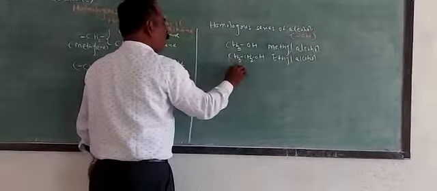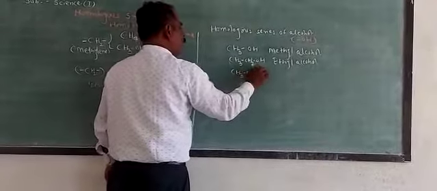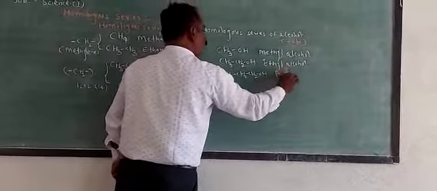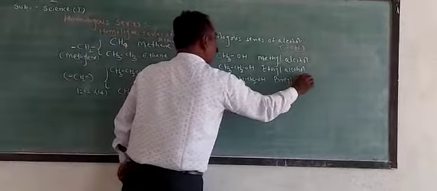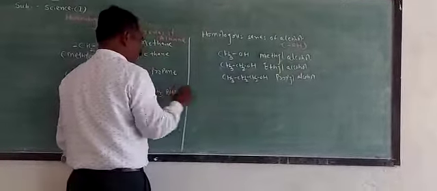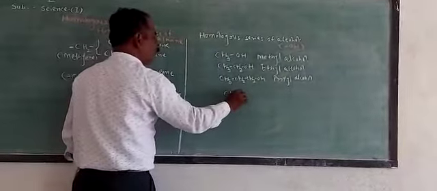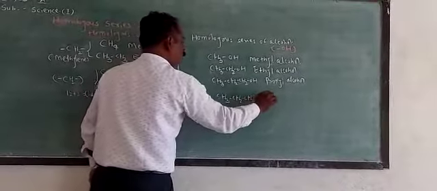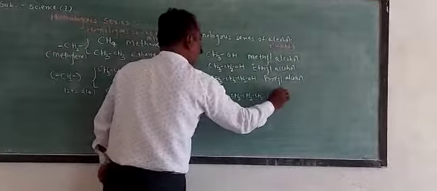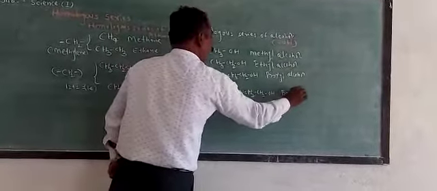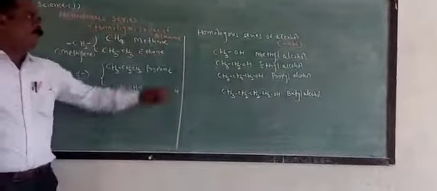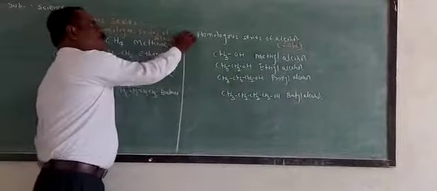A hydrogen atom of propane is replaced again by the functional group OH. We get propyl alcohol, and the last one is butane. In the case of butane also, the hydrogen atom is replaced by the alcohol functional group OH, and we get butyl alcohol. This is the second example of a homologous series.